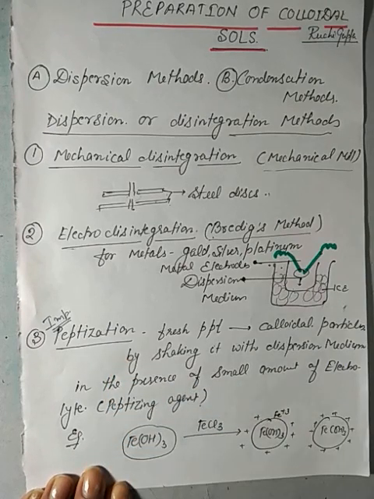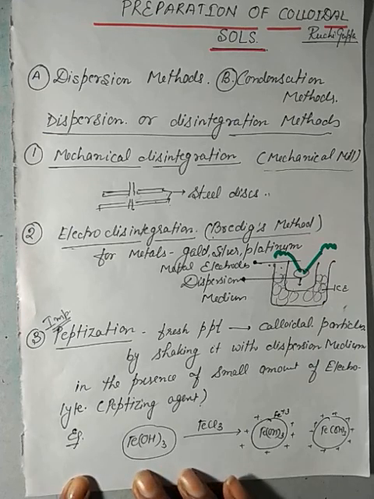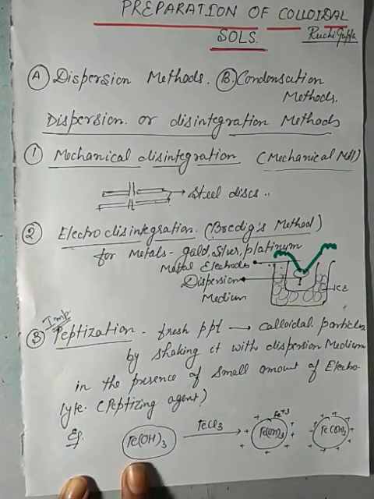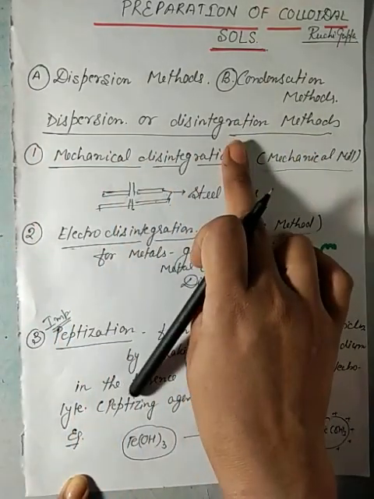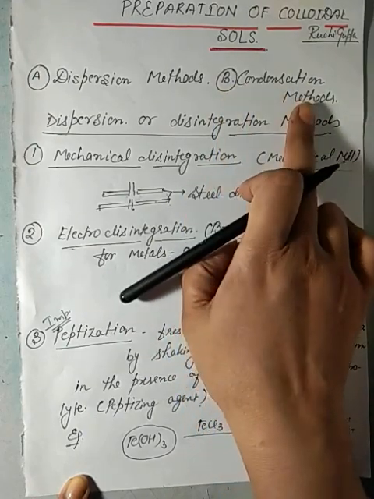So peptization is the process of converting a fresh precipitate into colloidal particles by shaking it with dispersion medium in the presence of a small amount of a suitable electrolyte, and this electrolyte is called peptizing agent. So these methods are called dispersion methods or disintegration methods. Now we will study section B, that is, the condensation methods.